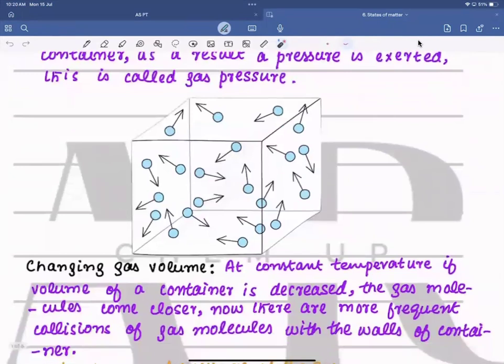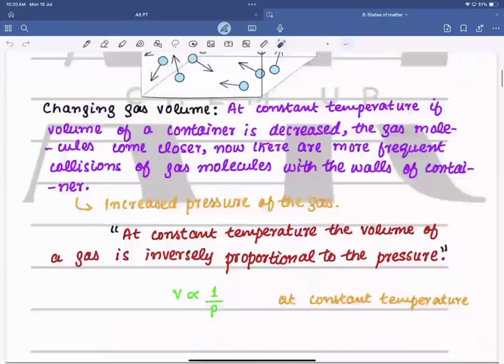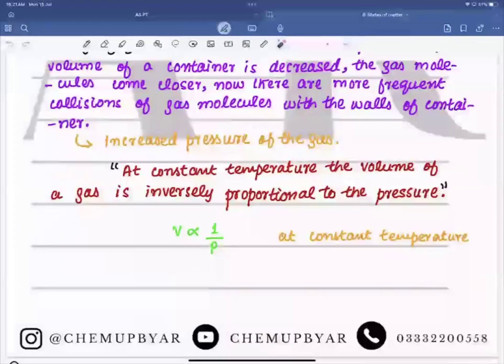In other words, if I take a smaller container, the particles come closer to each other, and as a result the frequency of collisions increases, and the pressure increases. So we can say that at a constant temperature, the volume and the pressure are inversely proportional to each other, right? When the volume is increased, pressure gets lower, and when the volume is decreased, pressure gets higher.